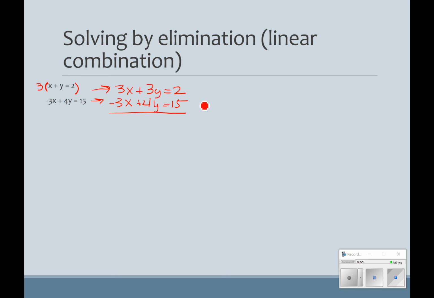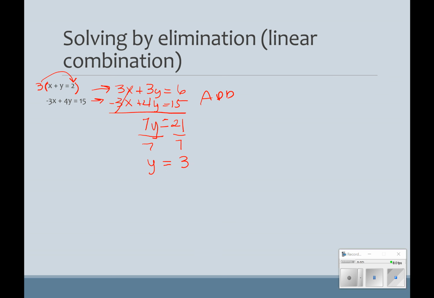So now if I'm going to add these, if I add 3x and negative 3x, it cancels out. Bam, right? 3y plus 4y is 7y. And I made a mistake right off the bat because I needed to multiply the right side by 2 as well, which is a common mistake, so it's going to be 6. And 6 and 15 is 21. I'm going to divide by 7, and y equals 3.